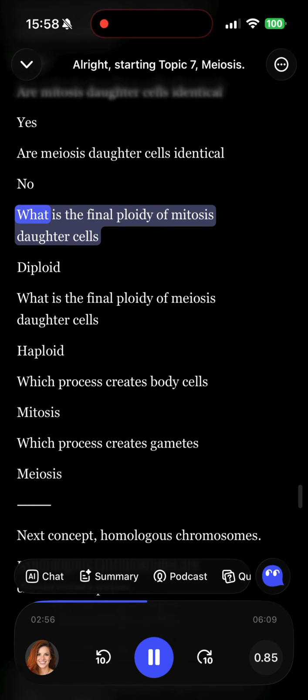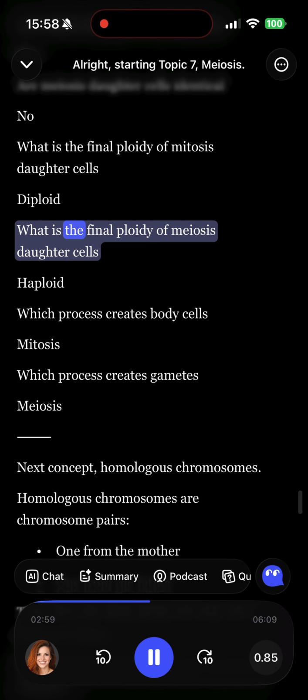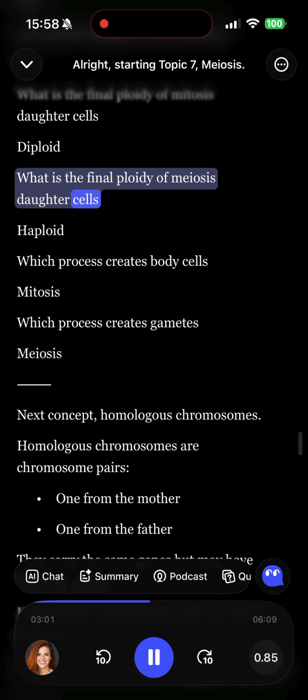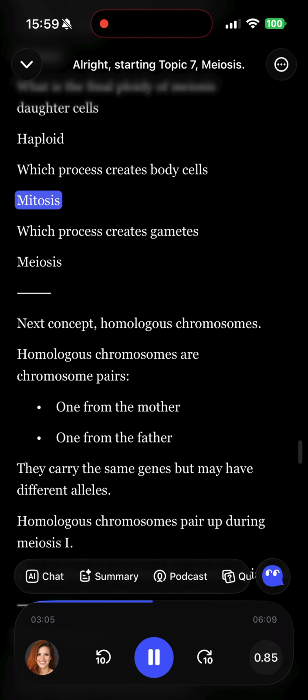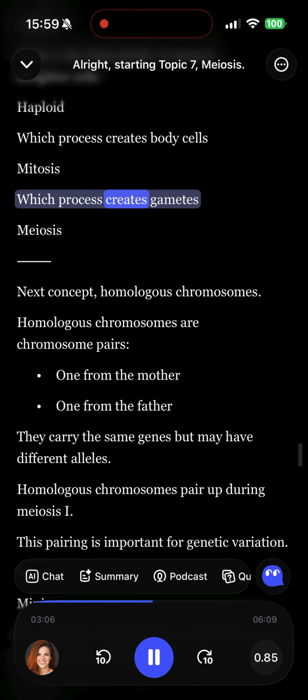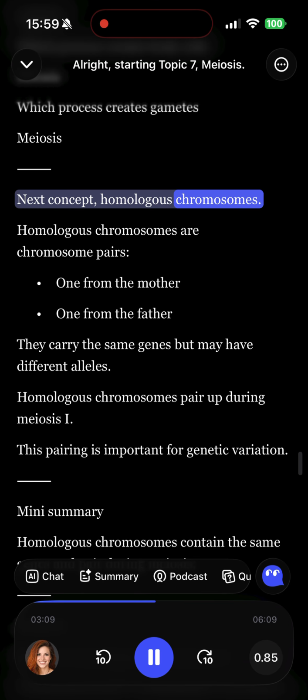No. What is the final ploidy of mitosis daughter cells? Diploid. What is the final ploidy of meiosis daughter cells? Haploid. Which process creates body cells? Mitosis. Which process creates gametes? Meiosis.